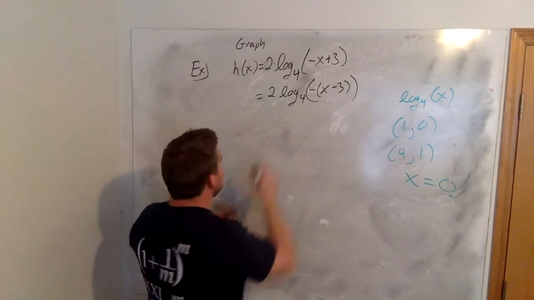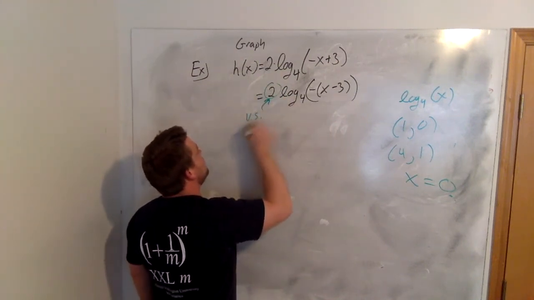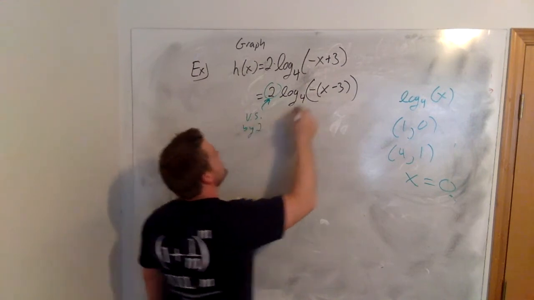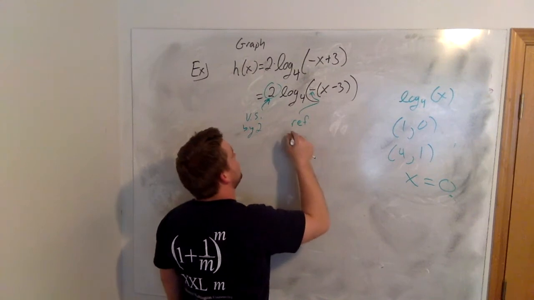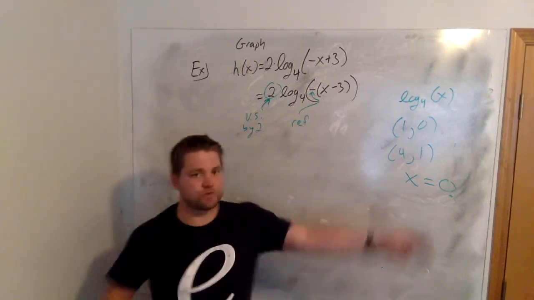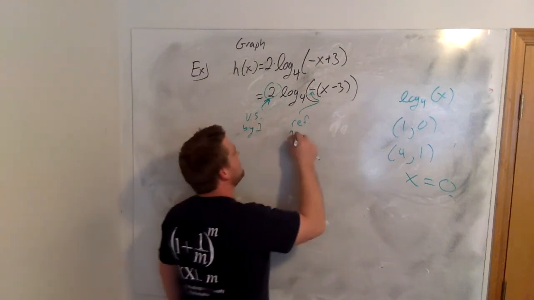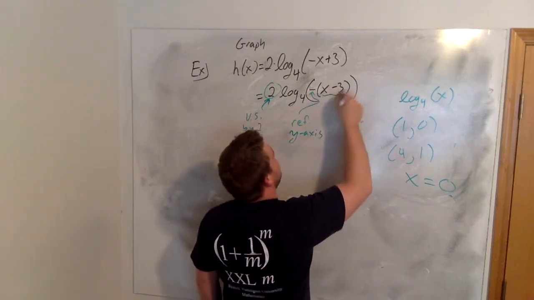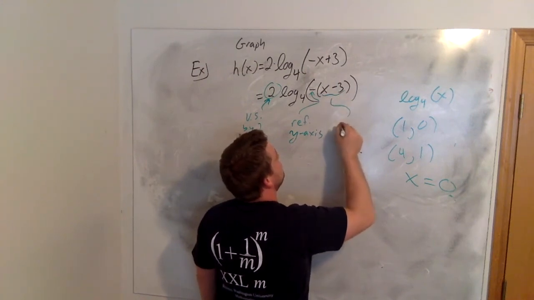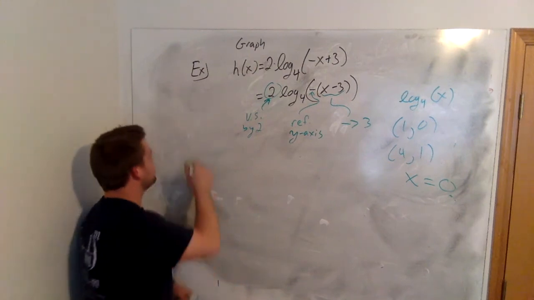Okay. So this is a vertical stretch by a factor of 2. This negative here is a reflection, affecting the x values. This is a reflection about the y-axis. And this minus 3 is a shift right 3 units. Okay, let's do it.